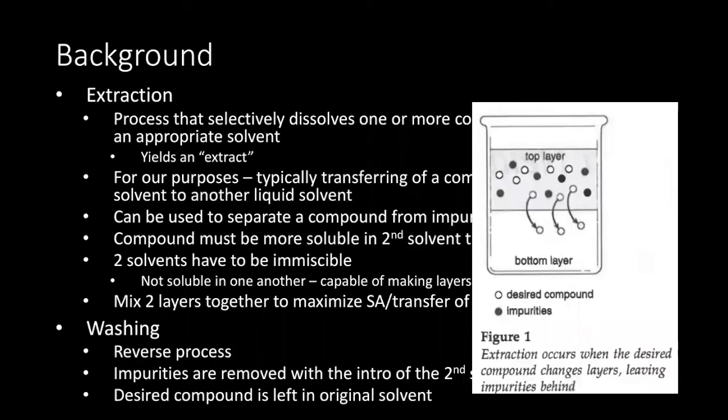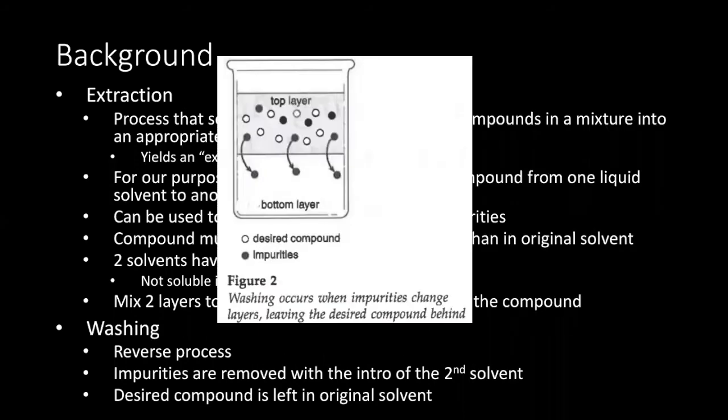So here we see figure 1 from your lab book illustrating what extraction is. So you see the empty circles that are in the top layer. Your top layer is your original mixture that has several different compounds in it. And because this is an extraction that's being illustrated, the bottom layer shows our desired compounds in that unfilled circle being extracted into the bottom layer. For washing, which is what we see in figure 2, we are removing the impurities, the filled in circles, from our original mixture into the newly introduced solvent.